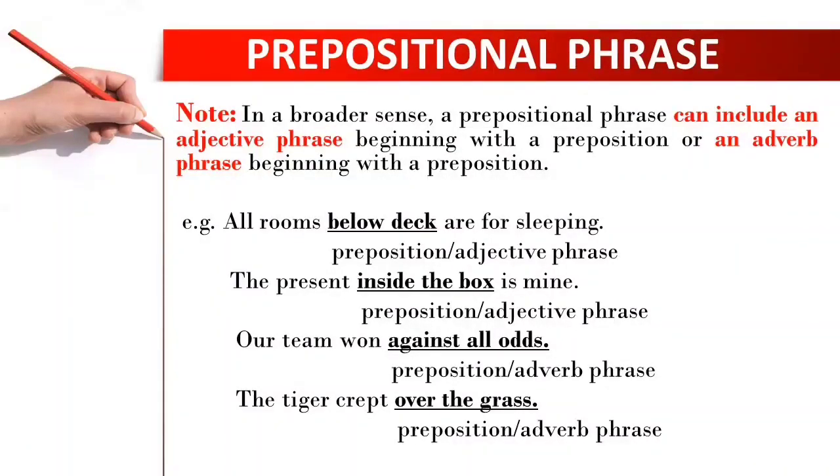Our team won against all odds. Here, against all odds is a prepositional as well as an adverb phrase. The tiger crept over the grass. Here, over the grass is a prepositional as well as an adverb phrase.